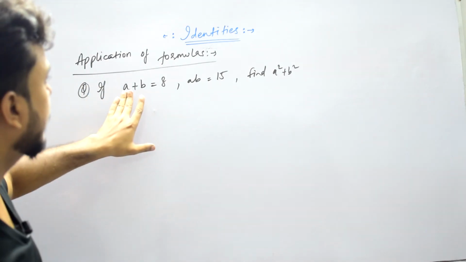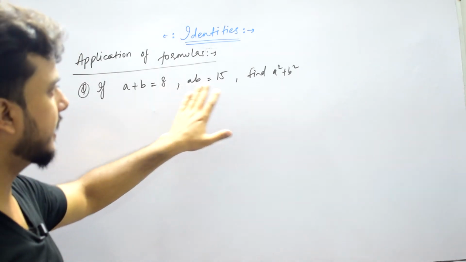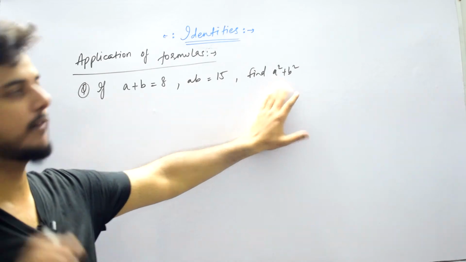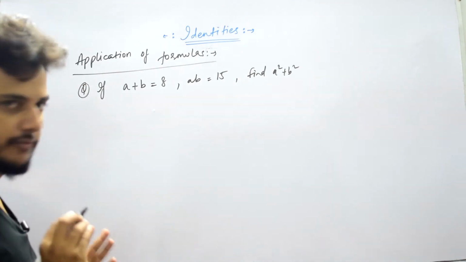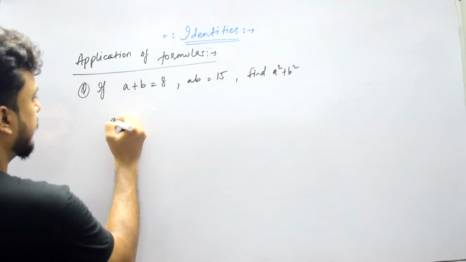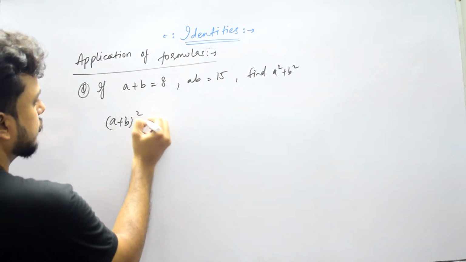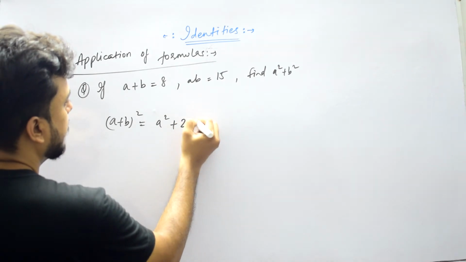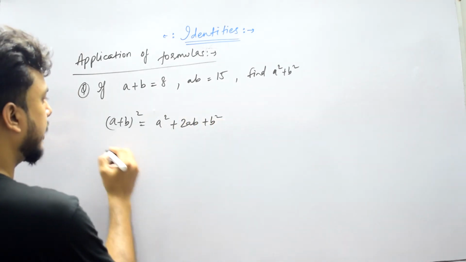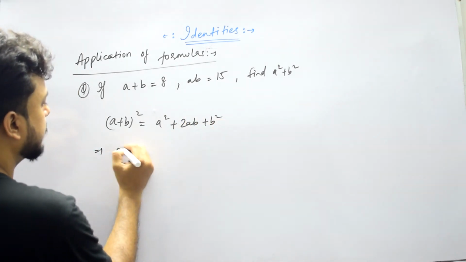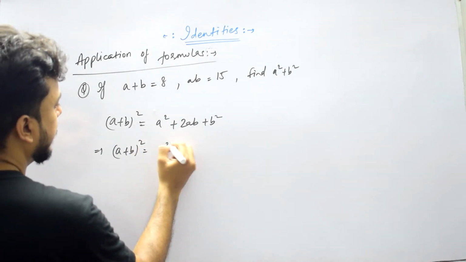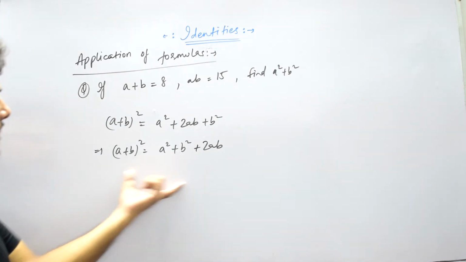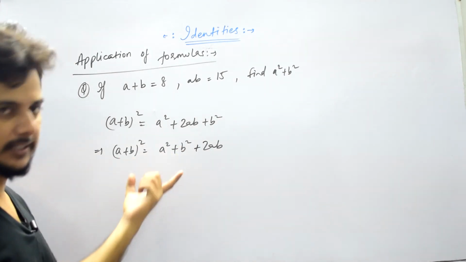Now let us see this question. The question says that if A plus B is 8 and AB is 15, we have to find A square plus B square. So what we have to do here: if we write the formula of (A plus B) whole square, we know that (A plus B) whole square is A square plus 2AB plus B square, which can also be written as A square plus B square plus 2AB.